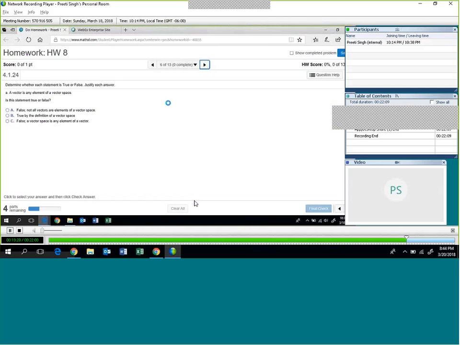Okay, let's move to the next one. A vector is any element of a vector space. That's true, by the definition of a vector space. And let's see.